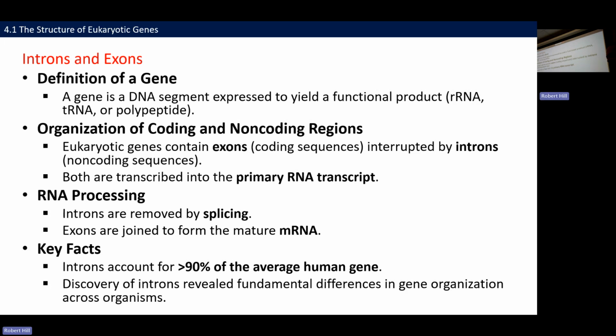Most human genes, for example, are 90% intronic. So you have these large gene sequences, and most of the stuff is completely taken out. A lot of it has regulatory function. Some of it is just evolutionary remnants that haven't been phased out yet.